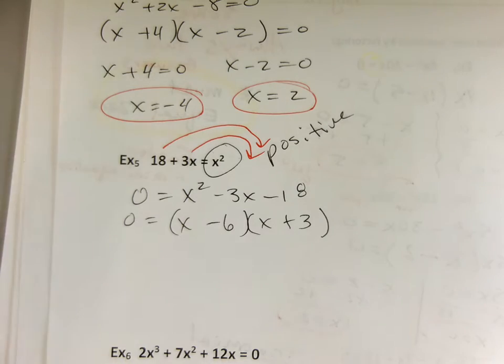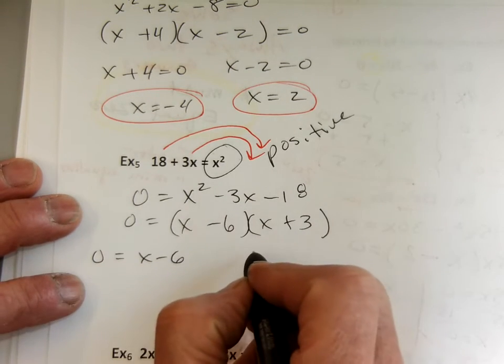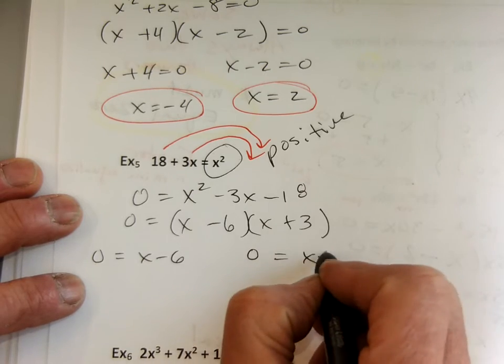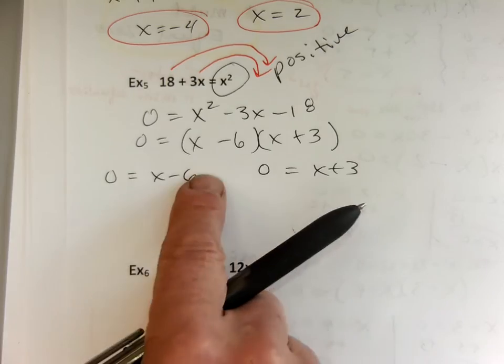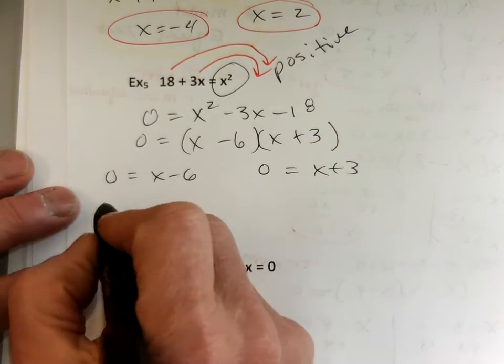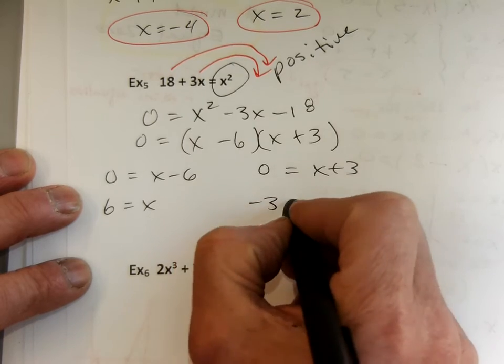So then I've got my mini equations. I've got 0 equals x minus 6 and 0 equals x plus 3. Okay. Plus 6, one answer is 6. Minus 3, the other answer is negative 3.